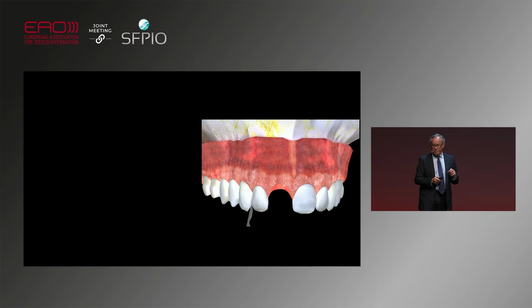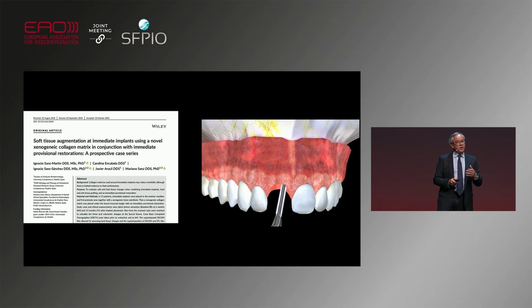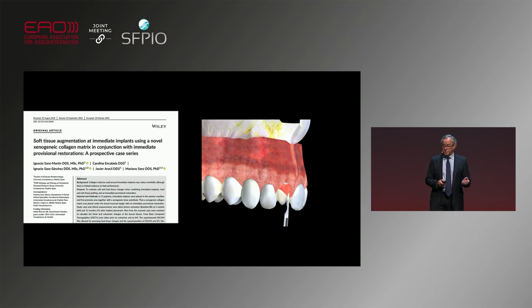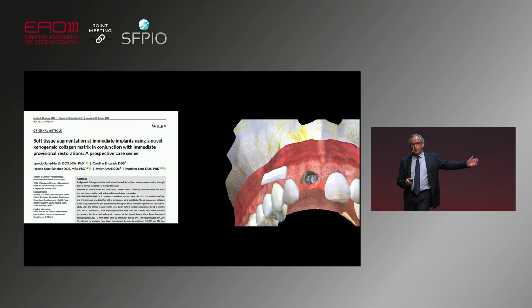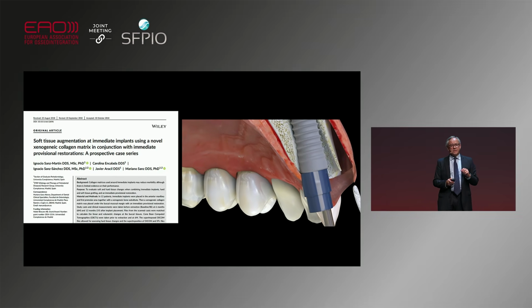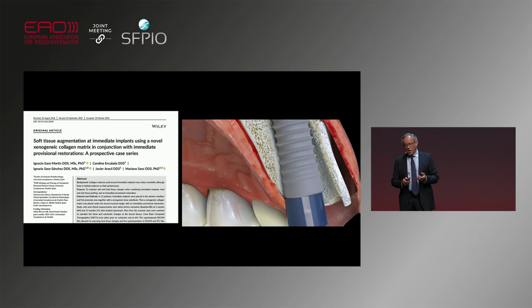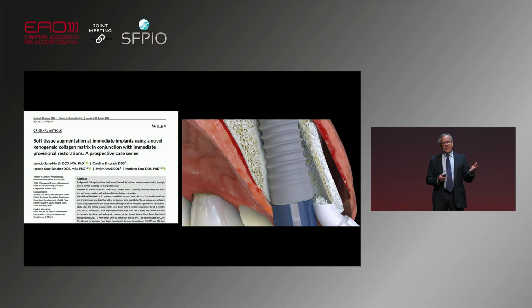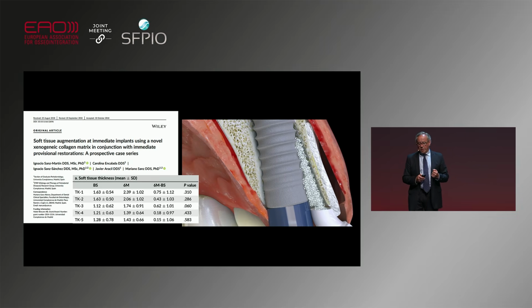And basically what we have been investigating in our group is the possibility whether, instead of placing a connective tissue graft, we place a soft tissue substitute. And this is a paper first authored by Ignacio Sanz Martín that will talk immediately after me. So the idea is basically the same: instead of placing a connective tissue graft, to place a collagen matrix so that we're able to maintain the stability of that mucosal margin, and at the same time place the implant in the appropriate position and graft the gap between the implant and the buccal surface.